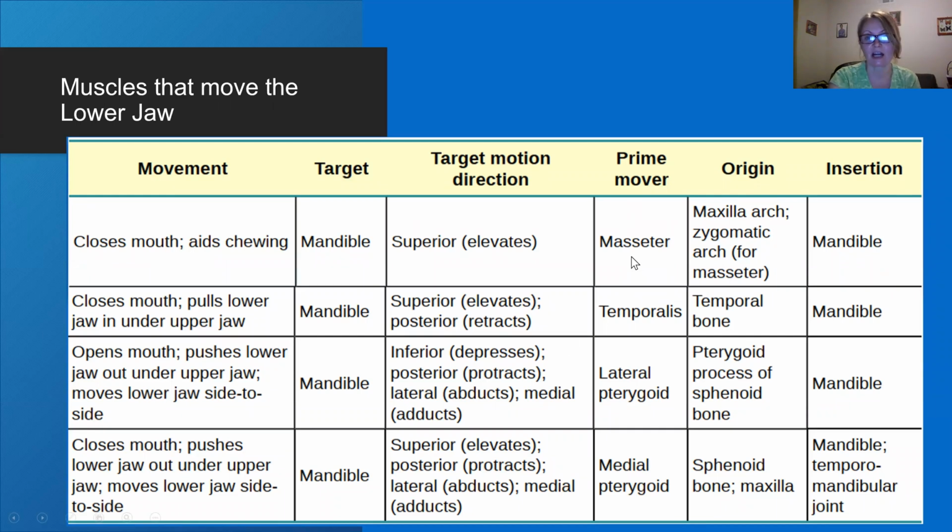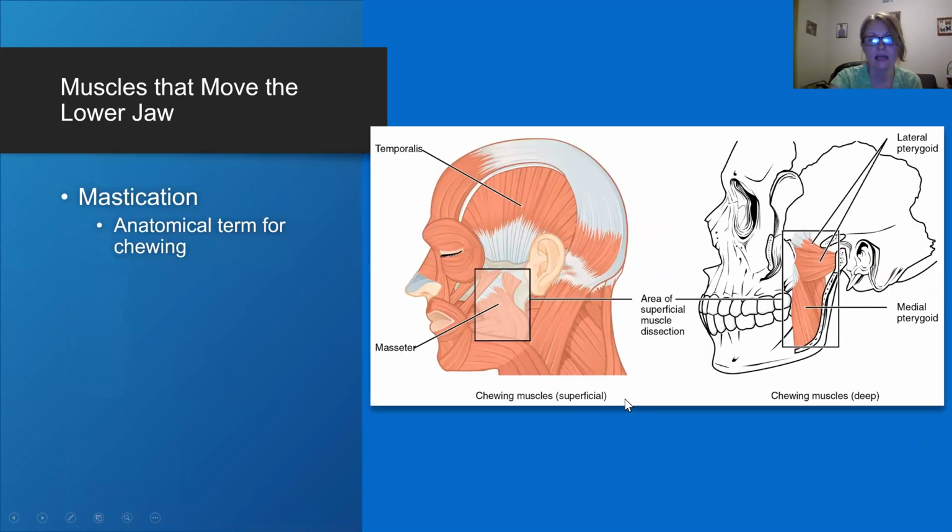So masseter originates on the zygomatic arch and inserts into the mandible. Temporalis originates on the temporal bone and inserts into the mandible, right? And I will not hold you responsible for memorizing the origin and insertion of the lateral and medial pterygoid, just make sure you can find them on a diagram, right? So again, lateral and medial pterygoid, and they are deep muscles.